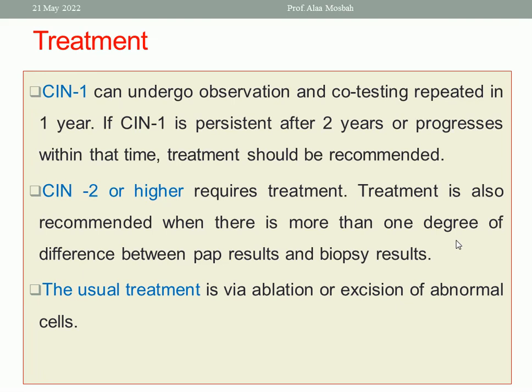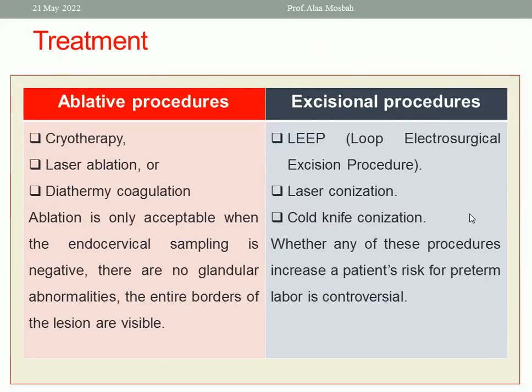The usual treatment is either ablation or excision of the abnormal cells. As you see in this table, ablative procedures like laser ablation, like cryotherapy, like diathermic coagulation, but you should take care about that. If you are going to do ablation, the endocervical sampling should be negative and there should be no glandular abnormality and the entire border of the lesion should be visible. Okay, so not to miss any lesion.